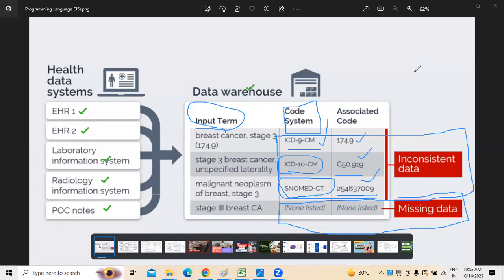So this is where and how healthcare data systems are usually integrated with data warehousing when we are doing data integrations, especially in the field of healthcare. This is what this video is all about.